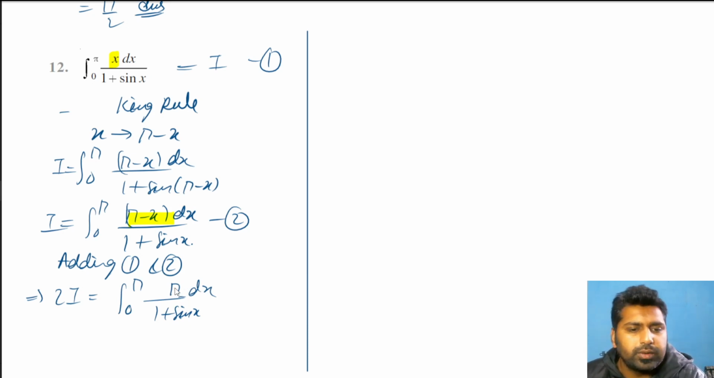As such, what you can do is take pi outside, and 1 plus sine x you can integrate by directly rationalizing it. Because this is something from indefinite integral. Whenever you see 1 plus sine or 1 minus cos in the denominator, just rationalize it and automatically you'll get the result. Okay, so let's solve it.